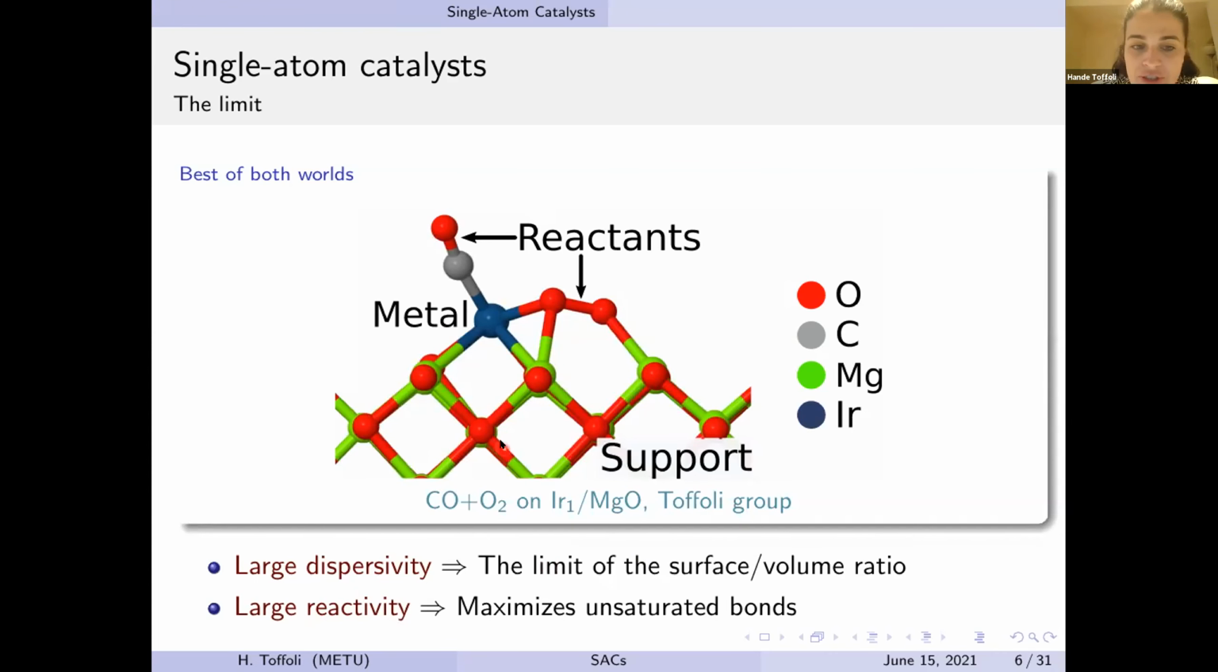Here in this picture, you see one such example. This is an example from our own studies. Here is a magnesium oxide surface. Here is our metal component. In this particular case, it's iridium. And here are our reactants, the oxygen molecule and carbon monoxide. This is the literal reaction that I mentioned in the beginning. We are looking at oxidation of carbon monoxide.